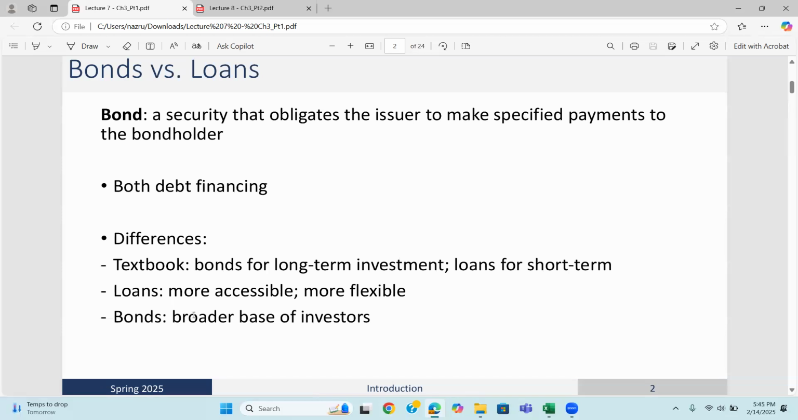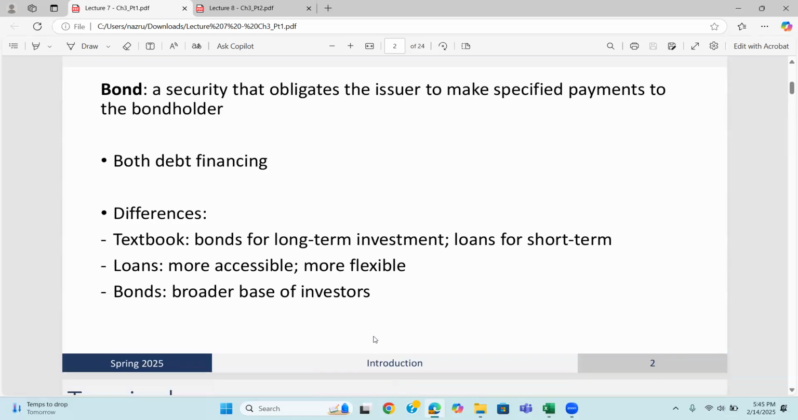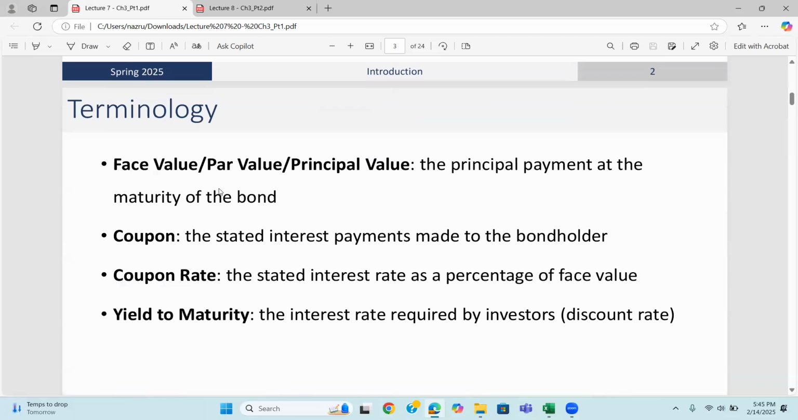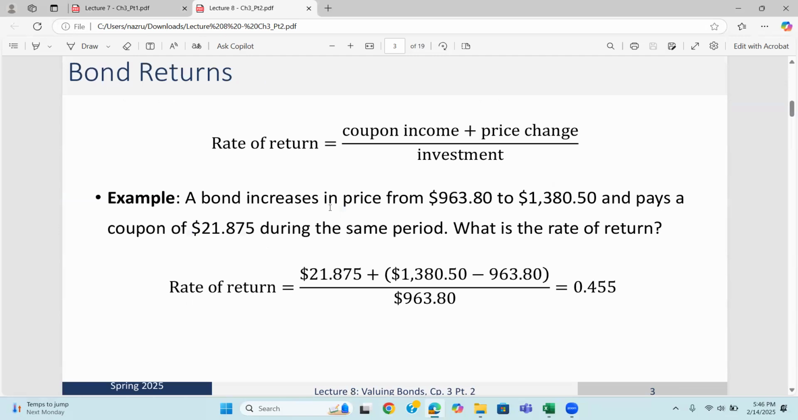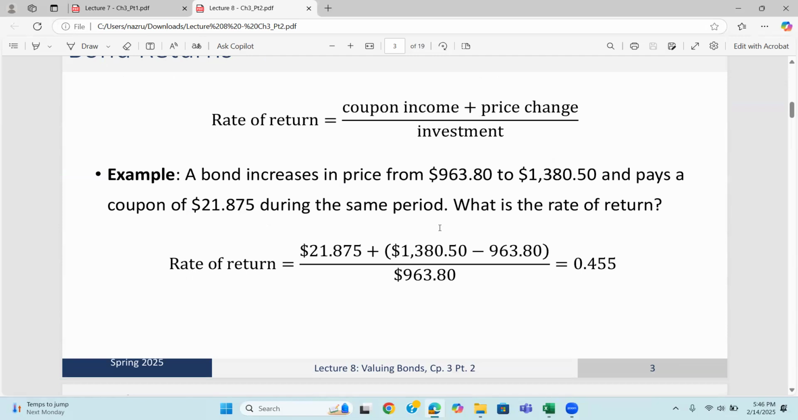Because bonds have a broader base of investors, and there are some common terms for the bond, like face value, the principal payment at the maturity of the bond, and the coupon, which is our cash flow over the year, and the coupon rate is a percentage of the face value, and the yield to maturity, which is also the required rate of return or the discount rate, right? You can see the basics of the bond in lecture 7 chapter 3 part 1, but now we are in lecture 8 chapter 3 part 2, where we aim to calculate the rate of return.